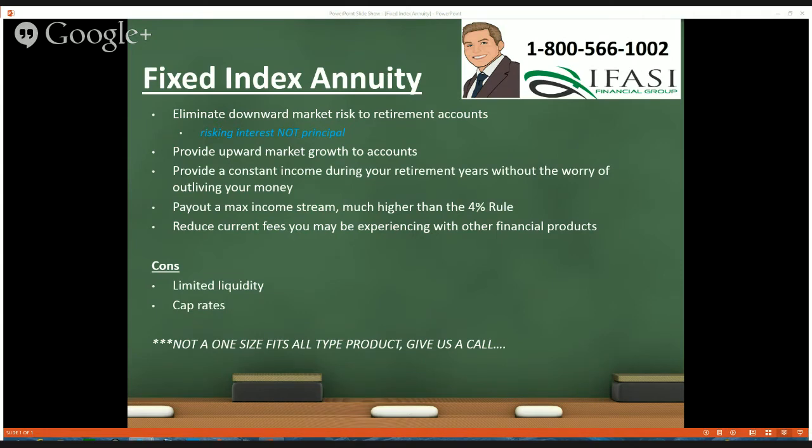A very simplistic understanding of exactly why somebody would want to place money into a fixed index annuity is quite simply to eliminate any of the downward market risk to their retirement accounts.